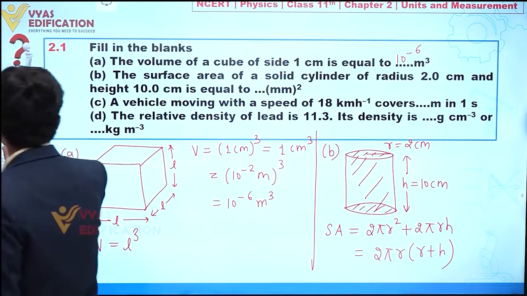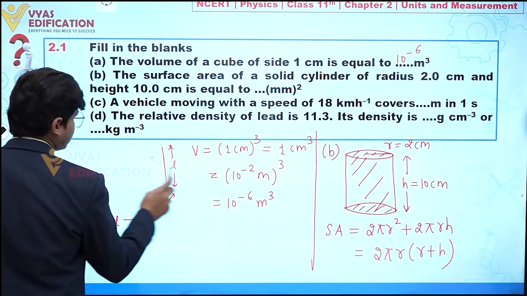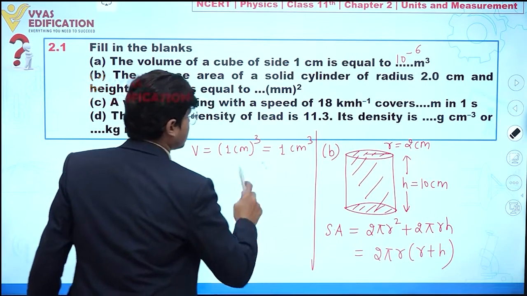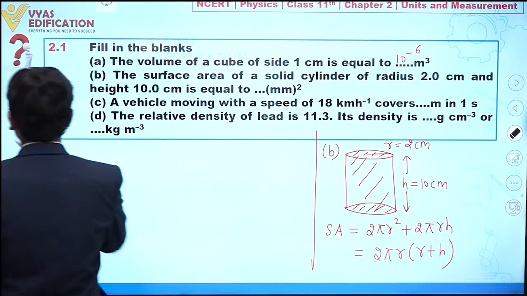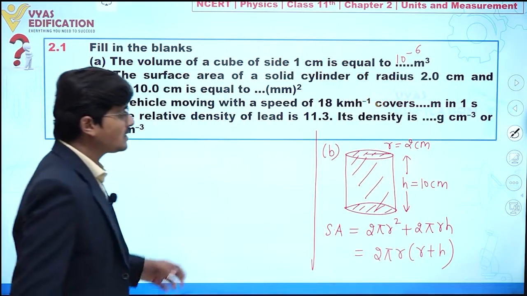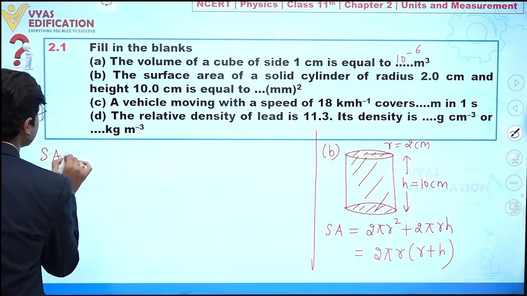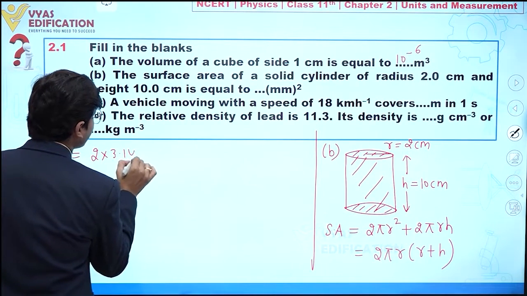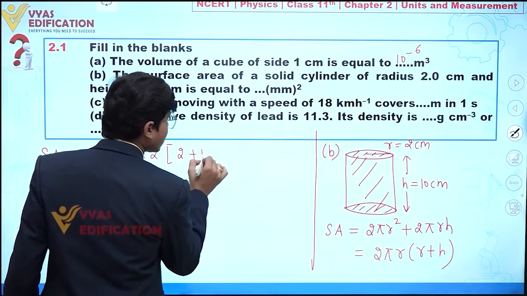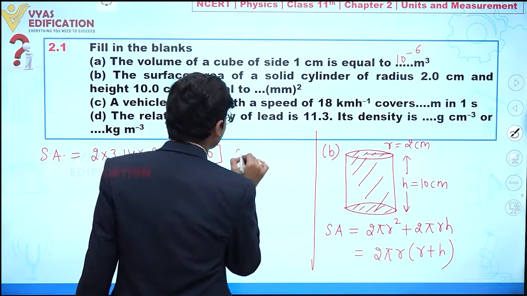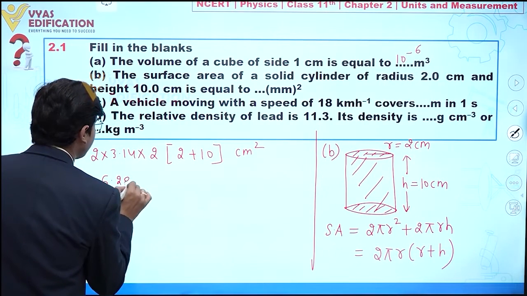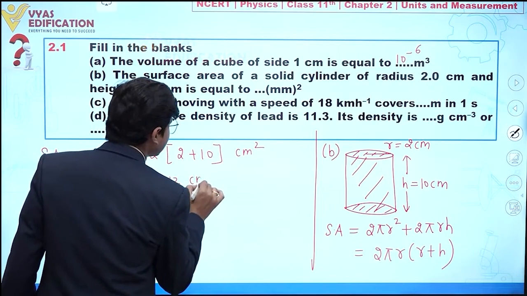Now concentrate. We can write surface area equal to 2 pi, which is 3.14, multiplied by the value of r, which is 2 centimeter, times 2 plus 10. We get this value in centimeter square. So from here this is 6.28 multiplied by 2 multiplied by 12, in centimeter square.